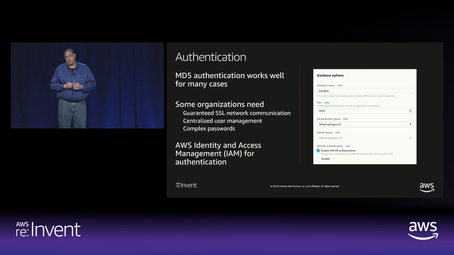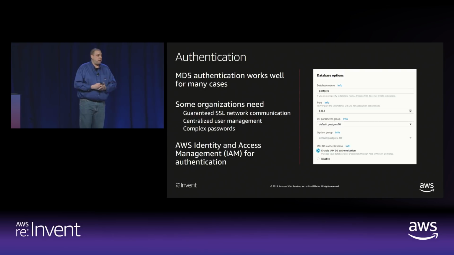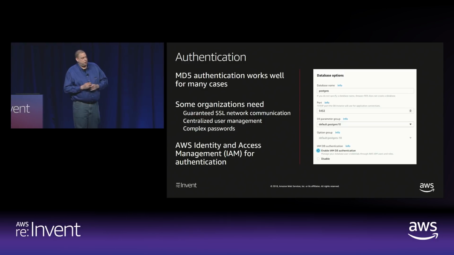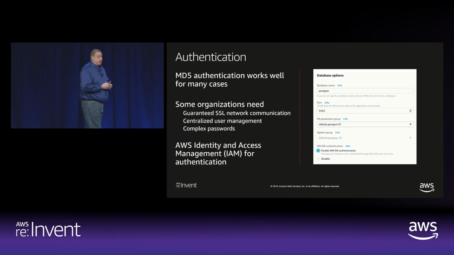But some people have more stringent requirements. Some people have 5,000 or 10,000 Postgres databases, and they need to centrally manage their users. In the event that a user leaves the company, you want to be able to disable access for that user for all the databases. You also may have more complex password requirements. In order to accomplish this, you have the ability to authenticate with Identity and Access Management. You could just enable it for your RDS and Aurora Postgres databases.